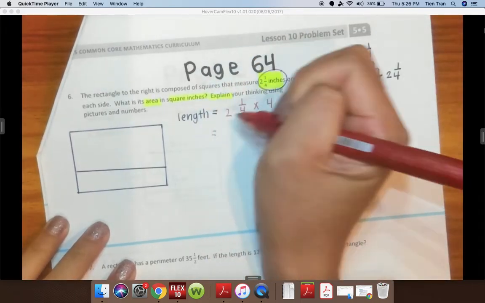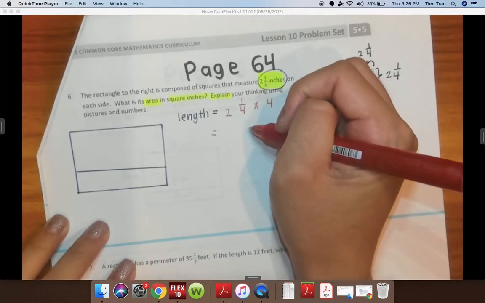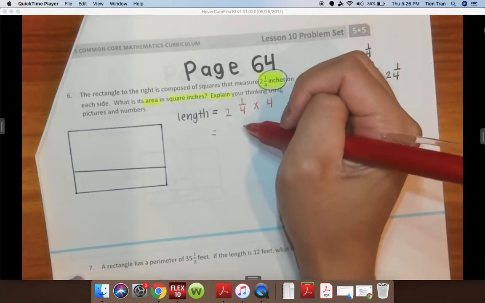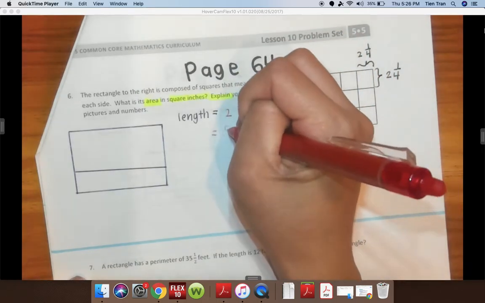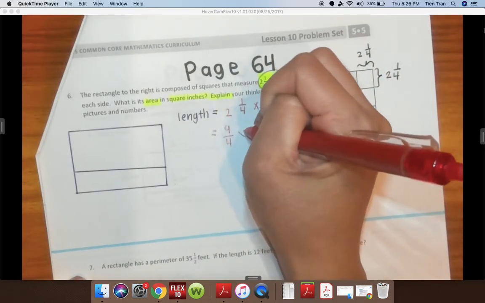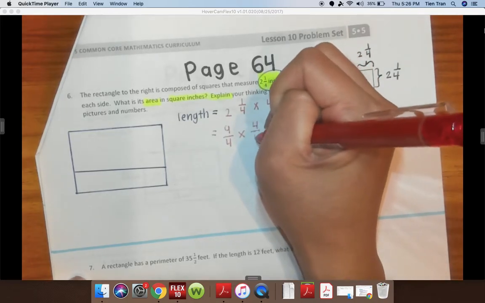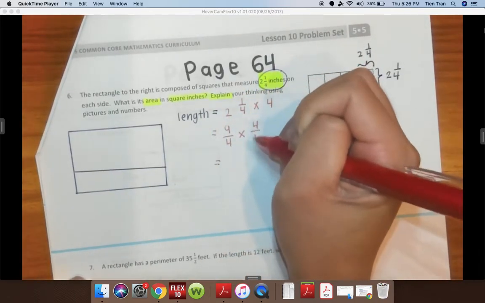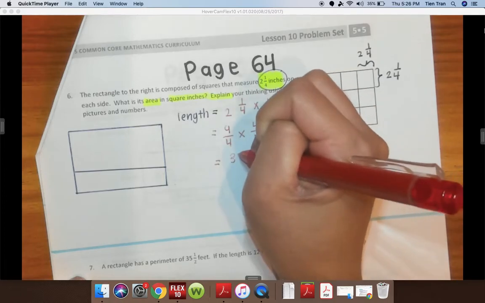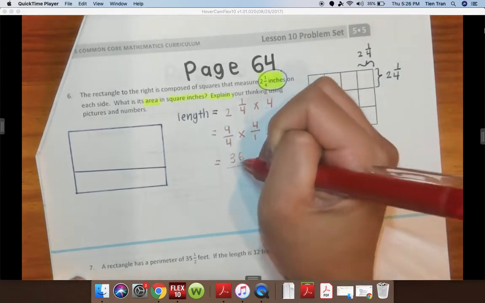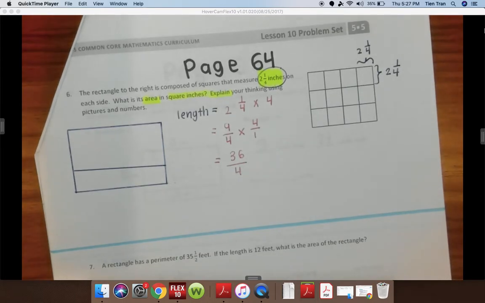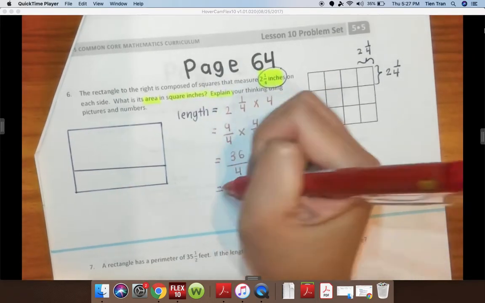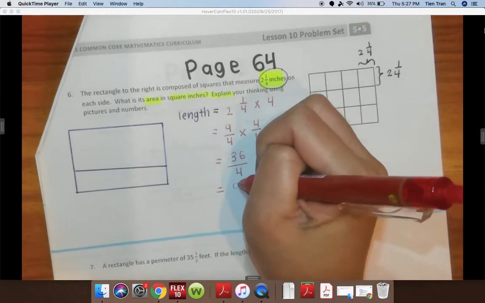I'm going to change my 2 and 1/4 into an improper fraction. So 2 times 4 is 8, plus 1 is 9. I have 9/4 times 4 over 1. 9 times 4 is equal to 36, and 4 times 1 is equal to 4. Okay, so 36 divided by 4 is equal to 9.